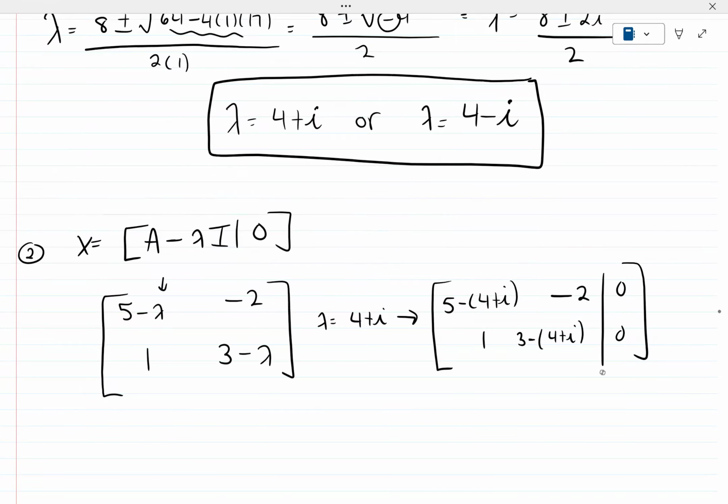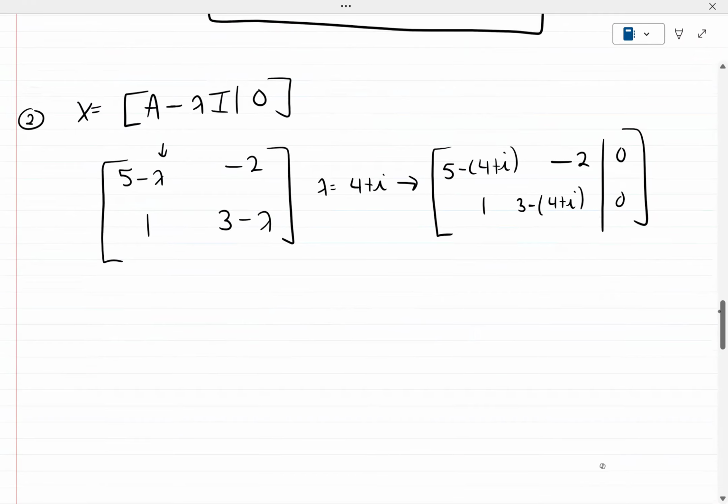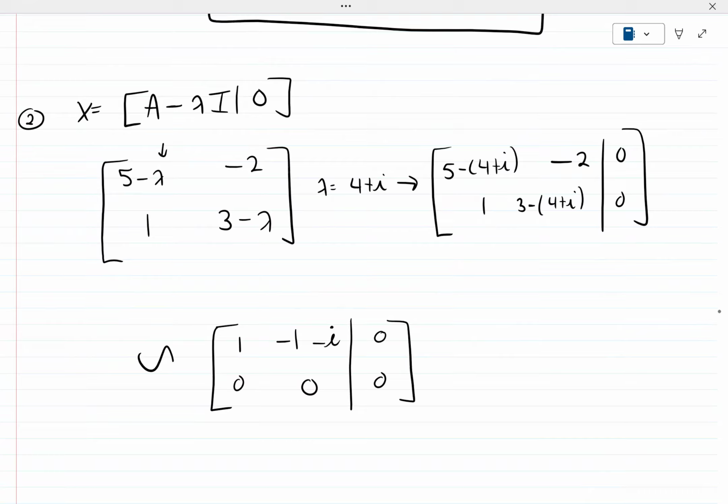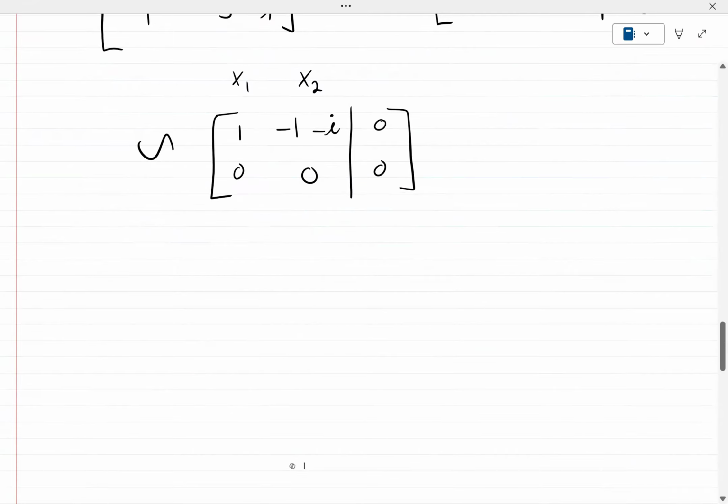So when you try to row reduce, this is what you're going to get: 1, 0, negative 1 minus i, and then this is 0. This augment is still 0. Recall this is column 1, this is x subscript 1, and this is x subscript 2.